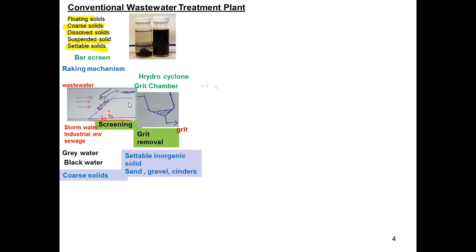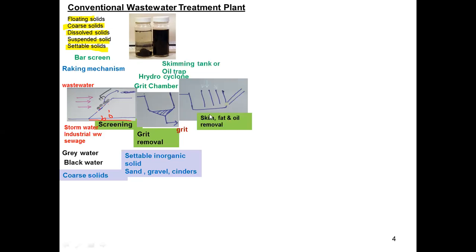So now you know the first unit operation is screening to remove coarse solids. The second unit operation is grit removal to remove settleable inorganic solids. Then what is the third unit operation in a typical wastewater treatment plant? So what is this? This is a skimming tank to remove skim, fat and oil. So the third unit operation is skim, fat and oil removal. For that we can use a skimming tank or oil trap.